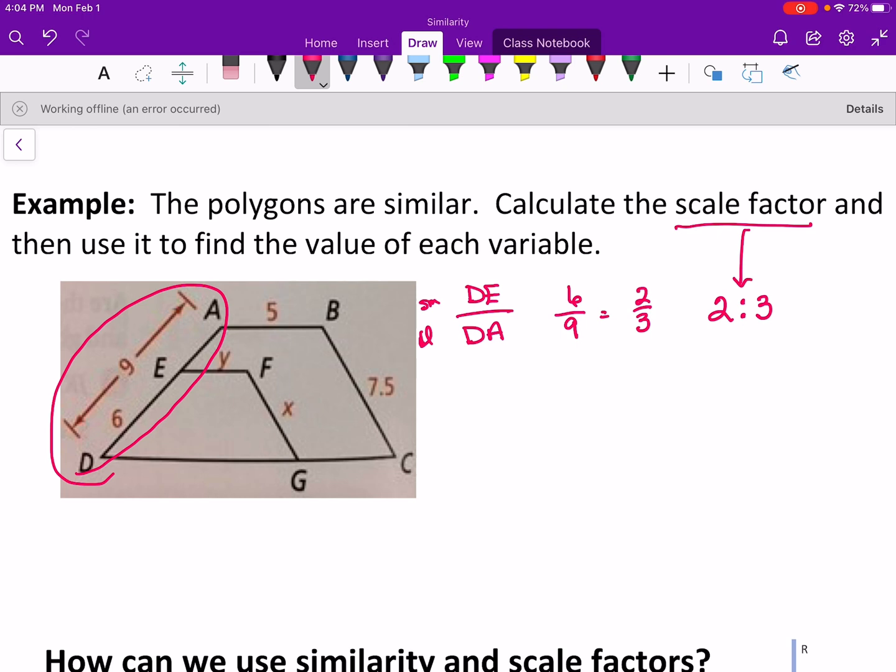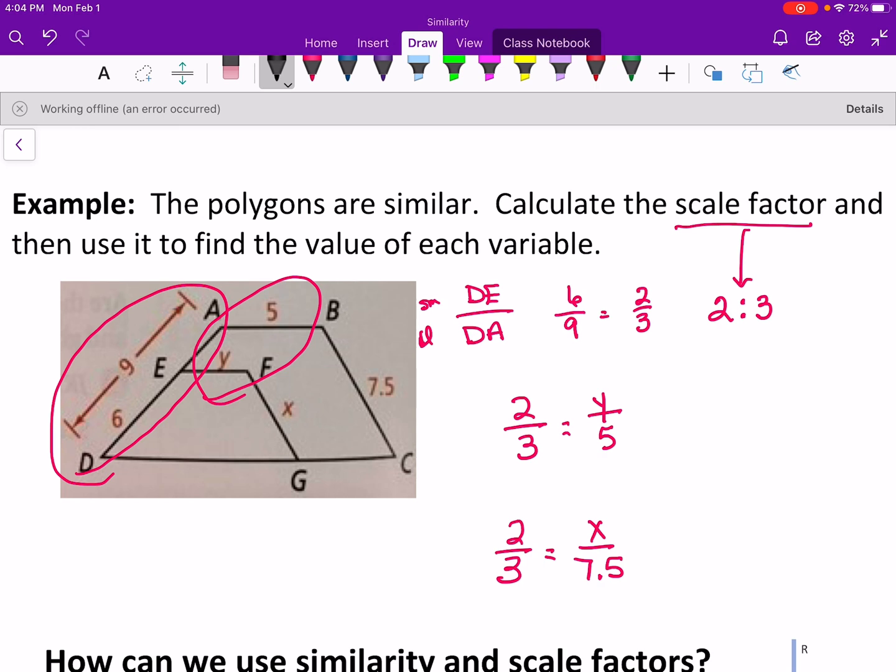And then it asks us to use that to find the value of each variable. So every pair of corresponding sides are in the same ratio, 2 to 3. So that means 2 to 3 is the same as Y to 5. And I'm putting the Y on top because it comes from the small figure. Corresponding side 5 comes from the large figure. And then the other pair will be 2 to 3 and X to 7.5. X is in the numerator because it's from the small figure. 7.5 is from the large figure.